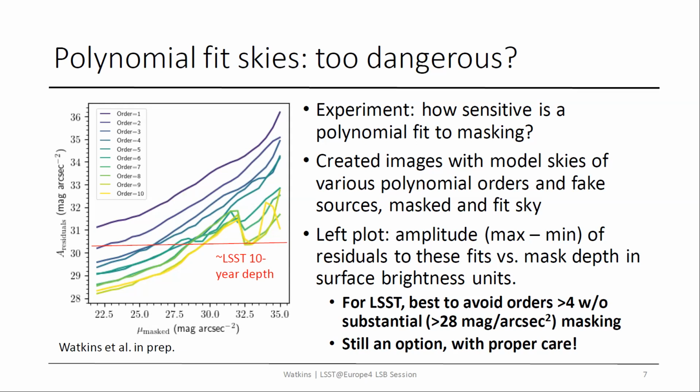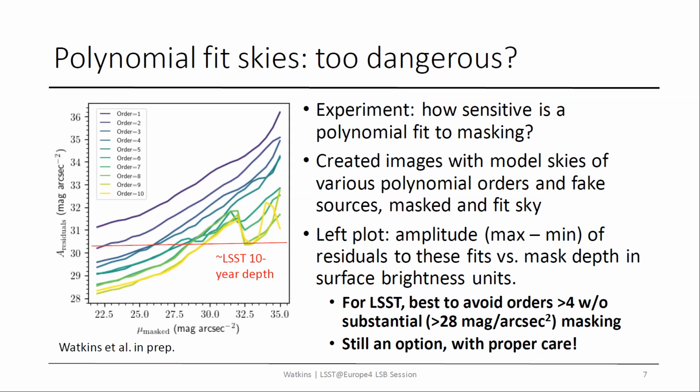So what this plot is showing is the amplitude of the residuals. In this case, it's a very crude measure. It's just the maximum minus the minimum value of the residual image after fitting the sky, versus the mask depth that I used. And each of these curves is a different polynomial order. So what you can see here is that you can actually do this somewhat safely if you use a low polynomial order sky. Anything from 1 to maybe about 3, you don't tend to risk too much overfitting.